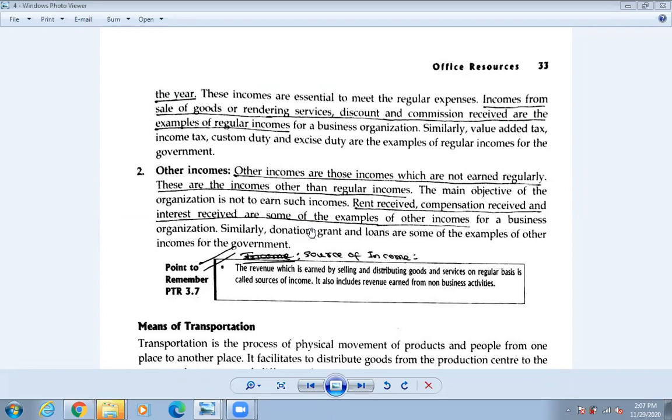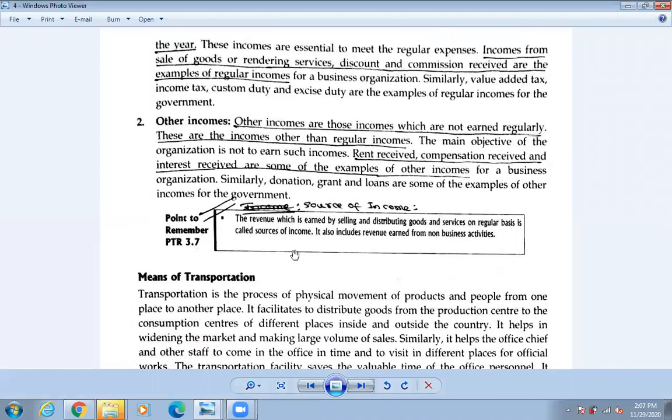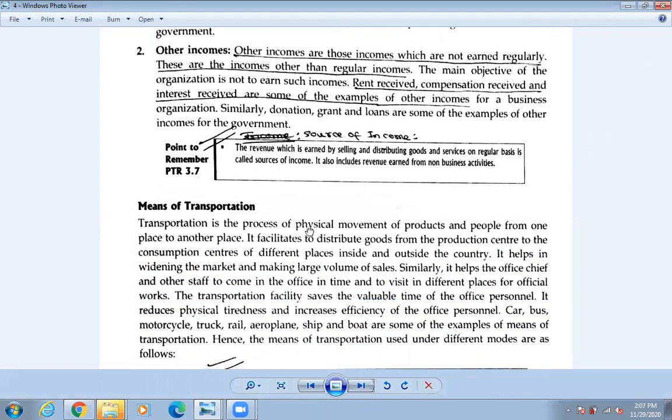Okay, donation is coming only as long as corona is there. After the corona ends, the donation is not going to come. Okay, so that is also kind of other income. So this is the example of the regular income and the other incomes.